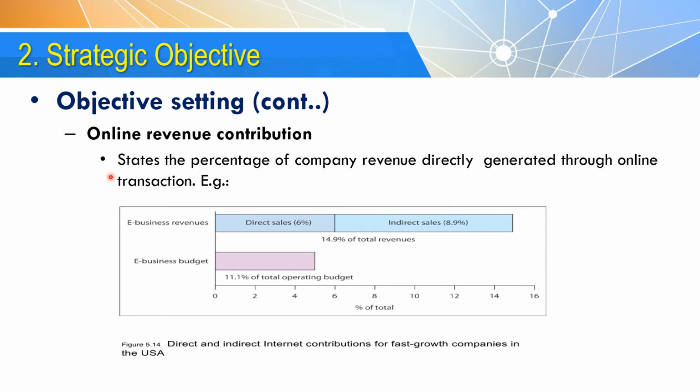So it measures the percentage of company revenue directly generated through online transactions. So this is the budget: how much they have spent on e-business to create a new channel, and then how much they have obtained through e-business, which is the revenue they have obtained.